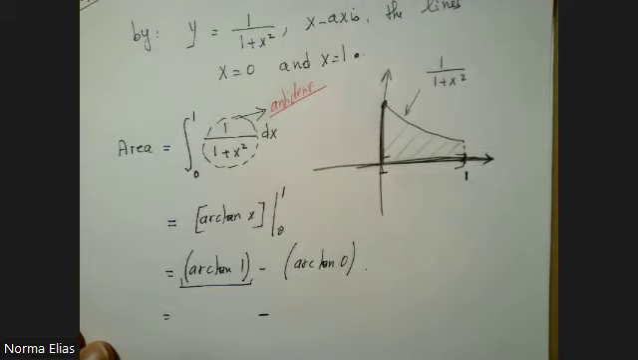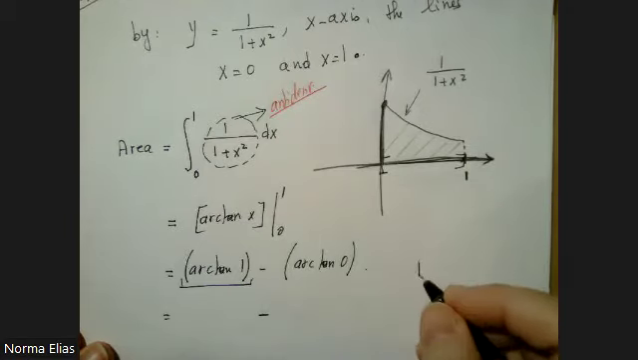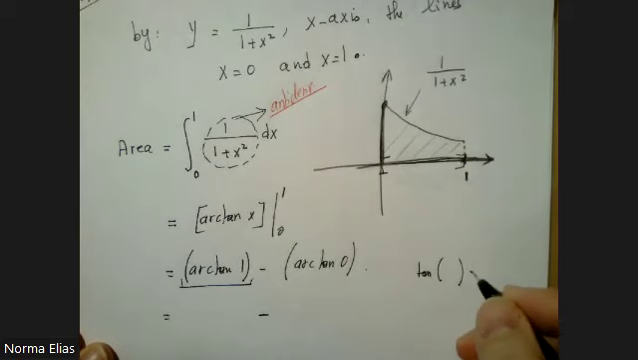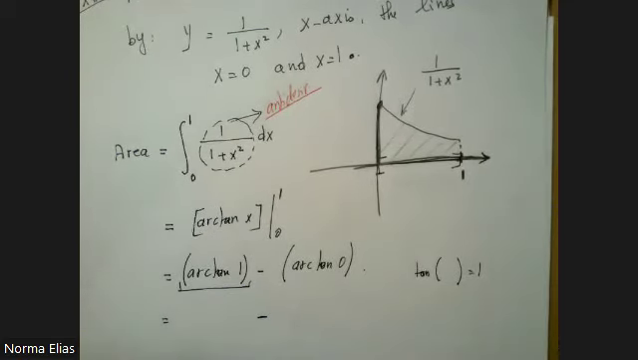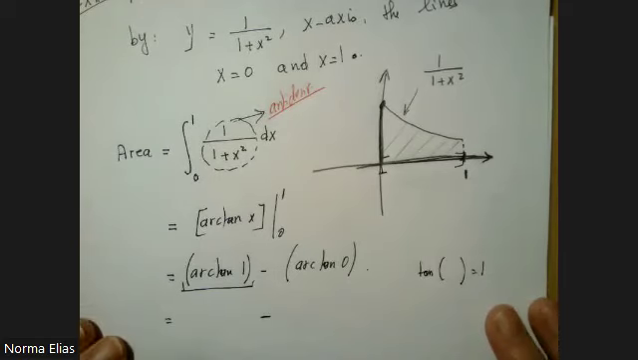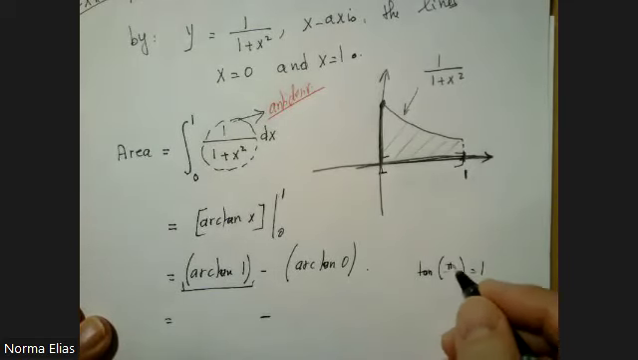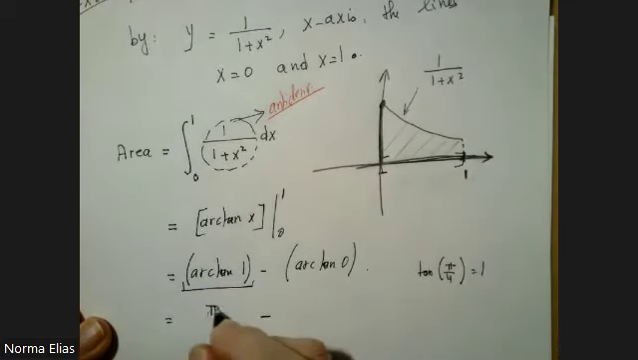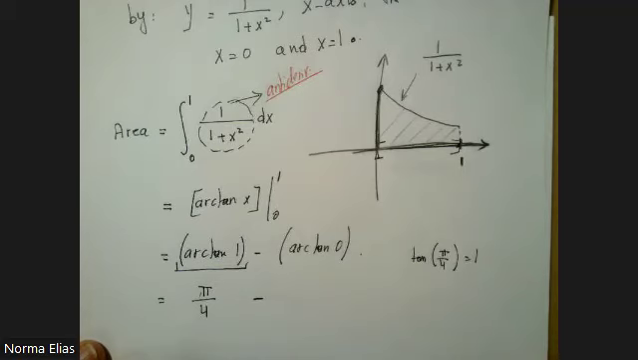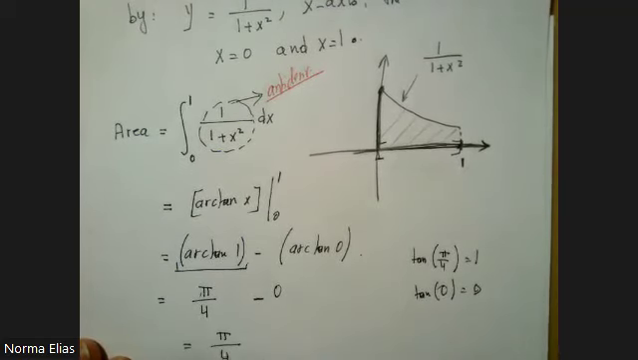Try to answer the questions. Even if you don't say it, remember it in your mind. What's the angle whose tangent is 1? It means tangent of what is 1? 45 degrees, correct. But remember, for calculus, we don't work with degrees ever. We only work with radians. So that's pi over 4, because tangent pi over 4 is 1. Minus the tangent of 0. Which angle, tangent of what, is equal to 0? Tangent 0 is equal to 0. So this is equal to pi over 4.